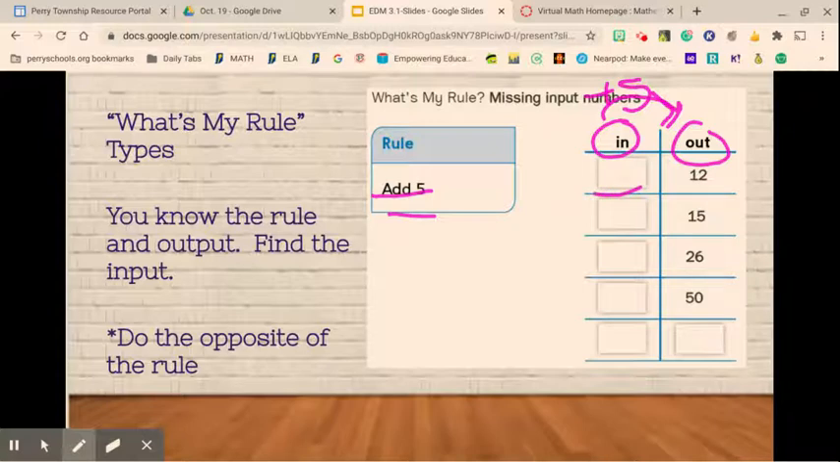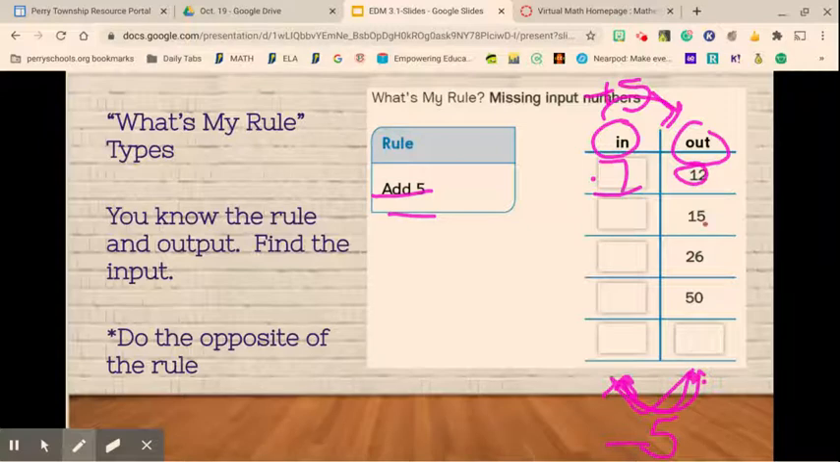So something else that I always like to do is to put in what happens if we work backwards. So if we start with the output and we go to the input, we have to do the opposite, and in this case, it would be minus 5. So when we go from the input to the output, we add 5, but then when we go from the output to the input, we subtract 5. So I have the output. I need to go to the input. So I'm going to do 12 minus 5 is 7.